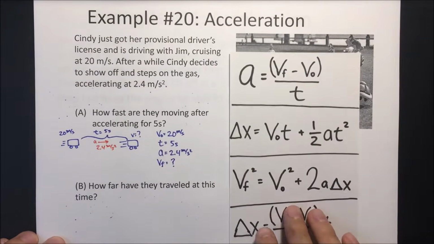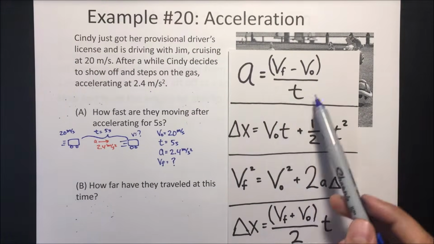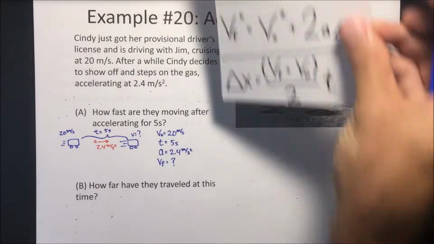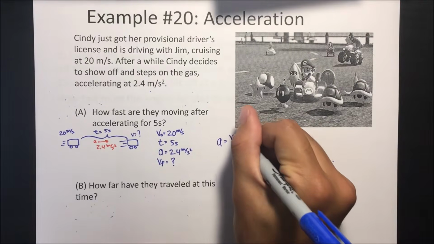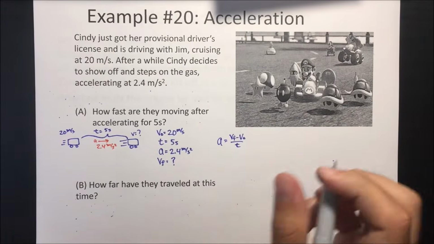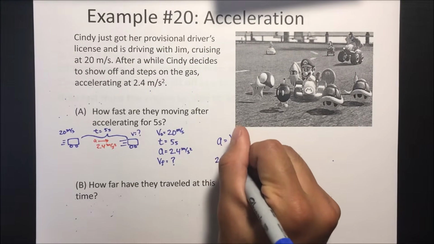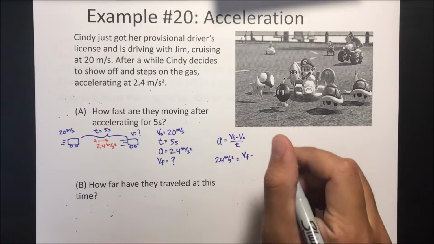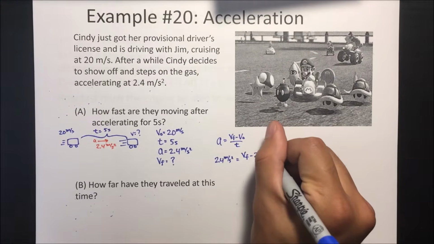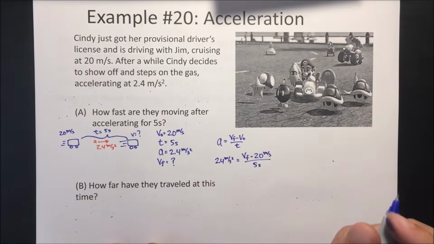Again, we're going to get our formula sheet and we're going to see which one has all 4 of these. And again, it's the same formula over here. We're going to get to more formulas, but for now, they're the same. Acceleration is equal to v final minus v initial over time. Acceleration is 2.4 meters per second squared, which is equal to the final velocity, which we are looking for, but we don't know, minus 20 meters per second divided by time, 5 seconds.